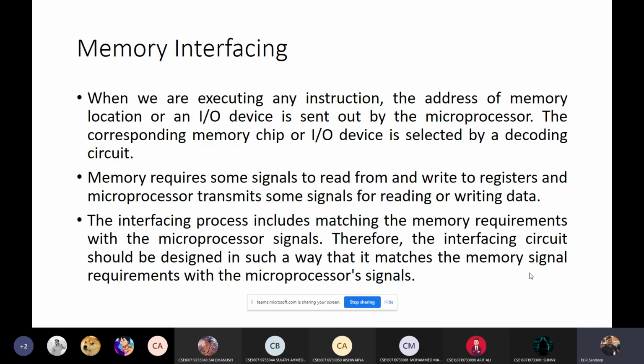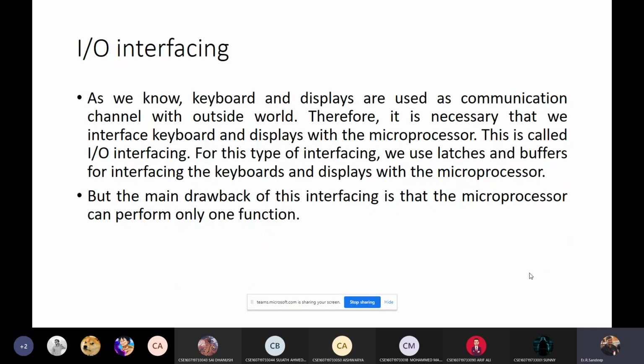Internal, it is an internal. And next, IO interface. IO, as the name itself indicates, is an input-output interfacing concept. That means we can make use of input-output devices. As we know, keyboard and displays are used as common communication channels with the outside world. Therefore, it is necessary that we can interface keyboard and displays with the microprocessor for giving input and taking the output. So this is called interfacing. What type of interfacing? Input-output interfacing.